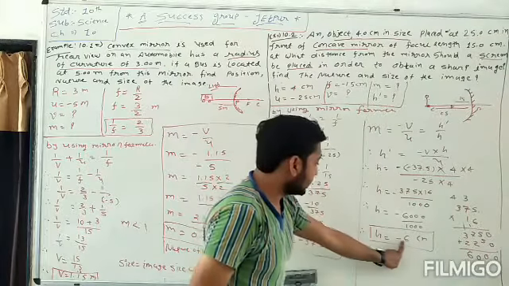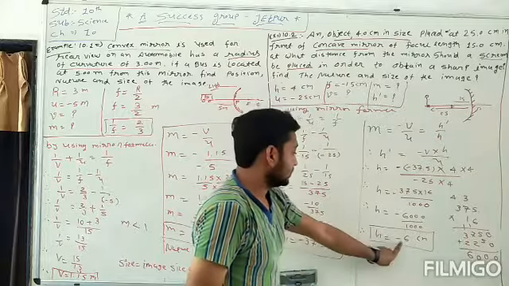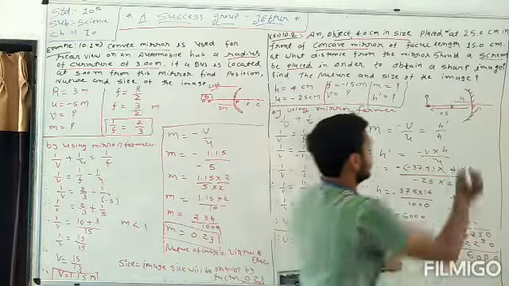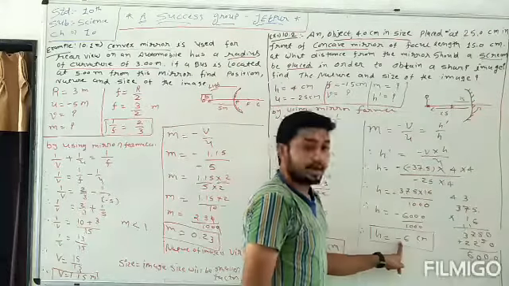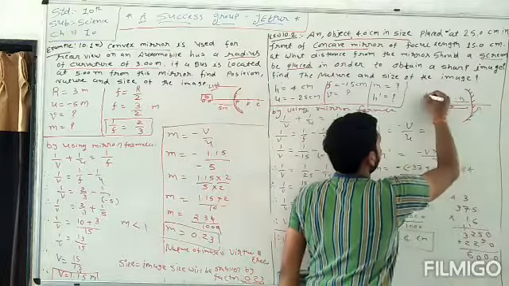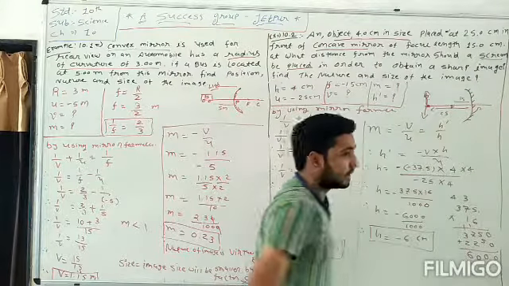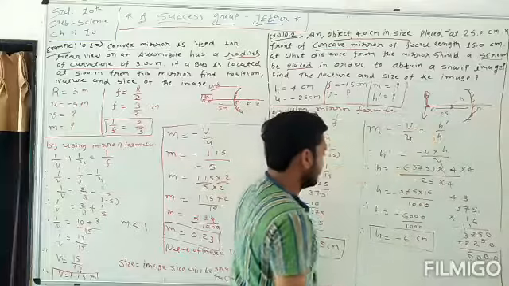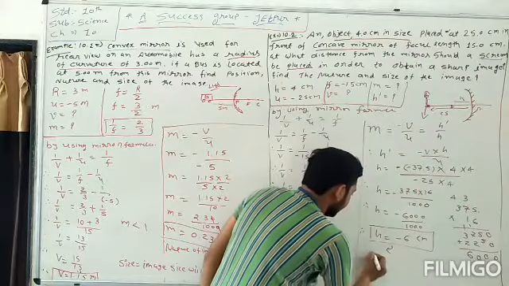Here h dash becomes negative. Negative means height compared to the y-axis, here positive on this side and negative on this side. So negative size gives an inverted image.